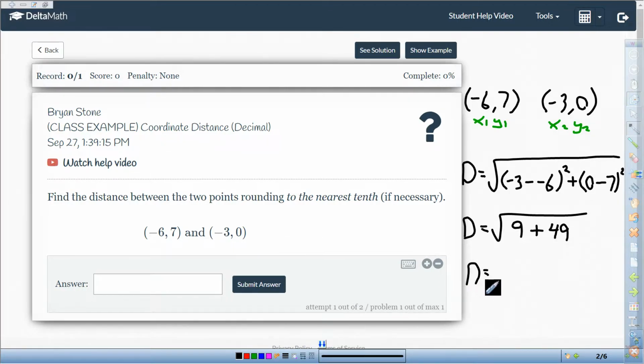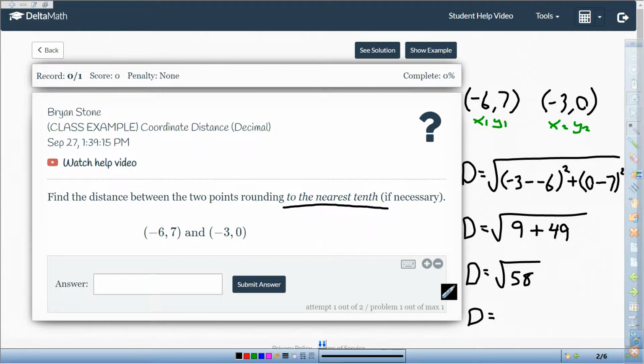And then from here, just doing this math. So 49 plus 9 looks like I'm getting a square root of 58. And then from here, it's just typing in the square root of 58. Just make sure you remember how to do it. I'm doing it in my calculator right now, and I'm getting 7.61. I'm double checking DeltaMath and seeing how they want me to round. They want me to round to the tenths, which is what we normally do.